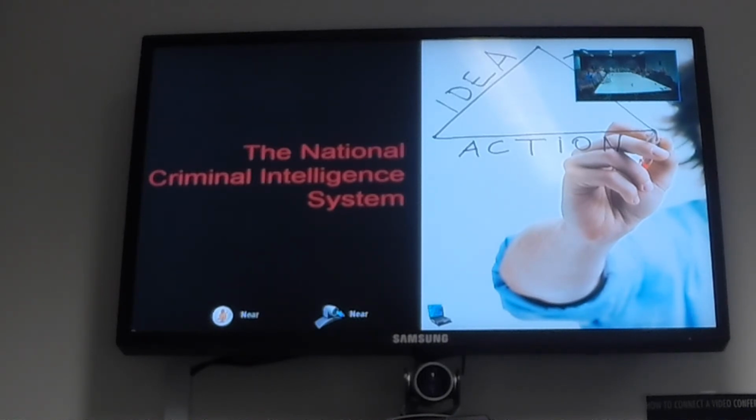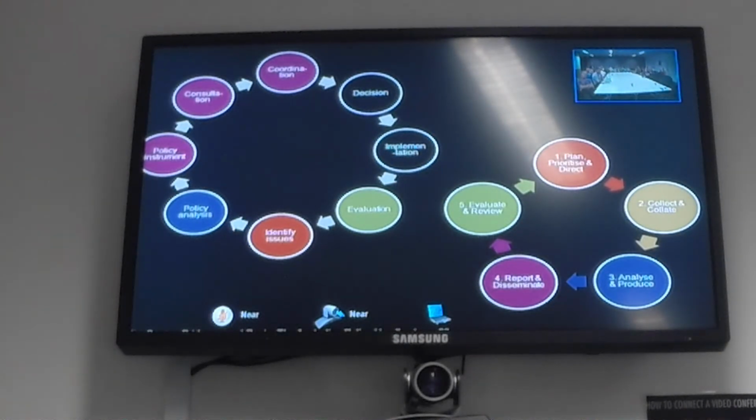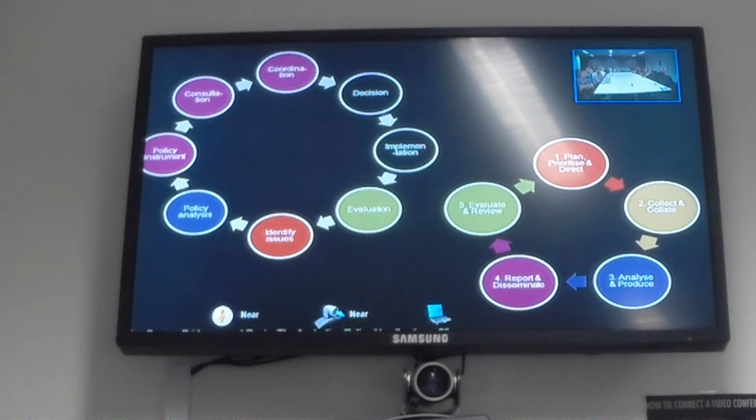As part of NCIS, we'll also be looking at the interaction between the Australian Criminal Intelligence Model and the policy cycle. This agency is a little bit unique in that we do right on the ground work all the way up to providing strategic insight to high-level decision makers. Those 2 cycles go together.